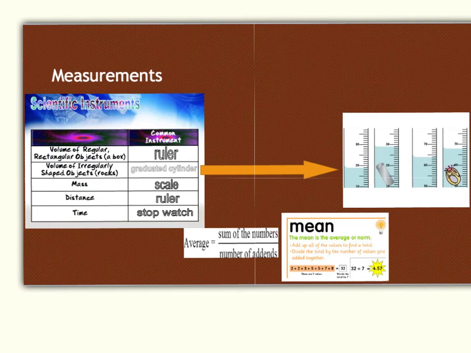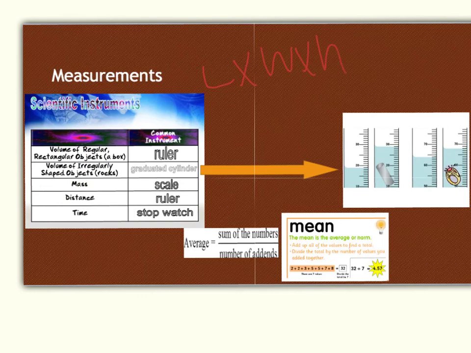Oh, good stuff right here. Measurements, okay, and the common instrument in which we use to take those measurements. So volume of a regular object, we're going to use a ruler, remember, because if you remember the formula for volume, length times width times height, we can use a regular old metric ruler.